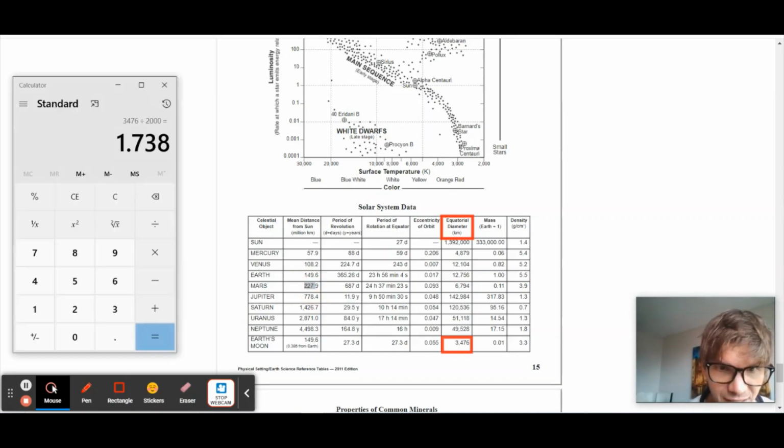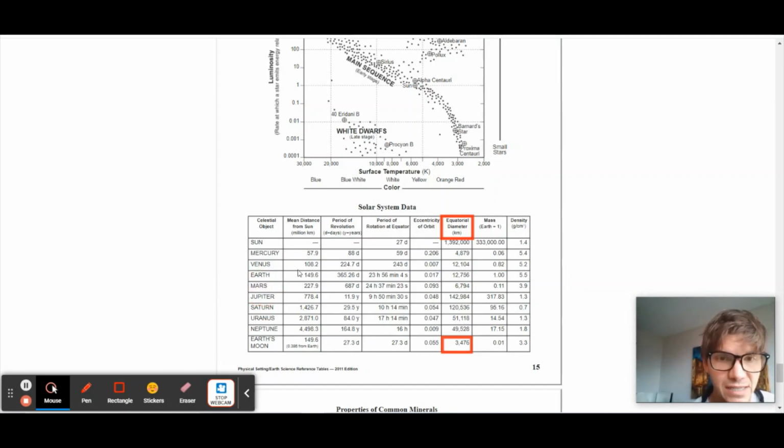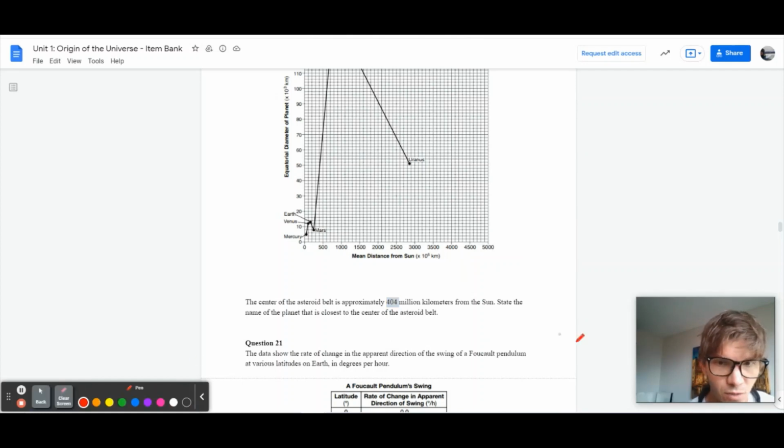If we wanted to, we can subtract and find the difference. So for Mars, let's take that 440 and subtract the distance that Mars is, about 227. So that's about the distance that Mars is from the asteroid belt, 213. For Jupiter, we can take that 778 and subtract the 404, and we get a much bigger number. So it looks like Mars is closest to the center of that asteroid belt. So let's put on there Mars.